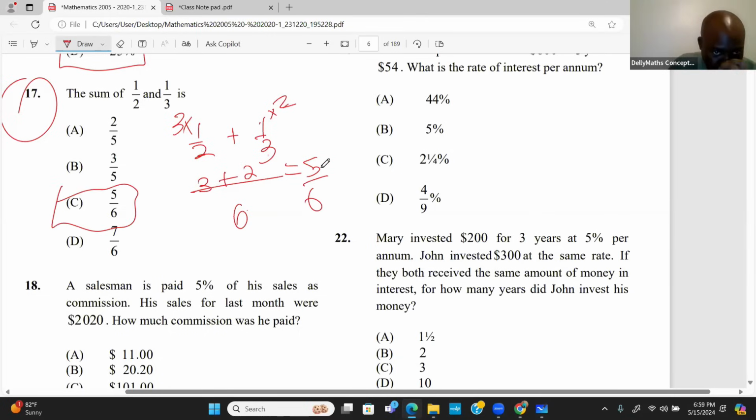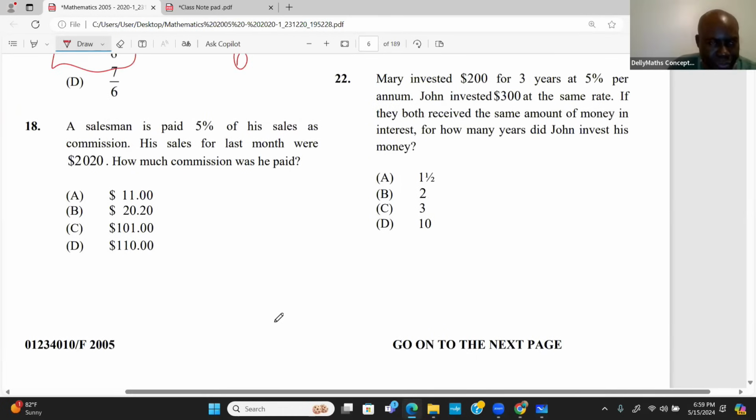All right, let's take a look at this one. It says a salesman is paid 5%. See the percentage that they're coming with, nice percent. So a salesman is paid 5% of his sales as commission. His sales for the last month was $2020. What is his commission? So what I'll do here, I'll say, what is 10%? 10% is 202. 5% is half of that. So I just pick it and gone.